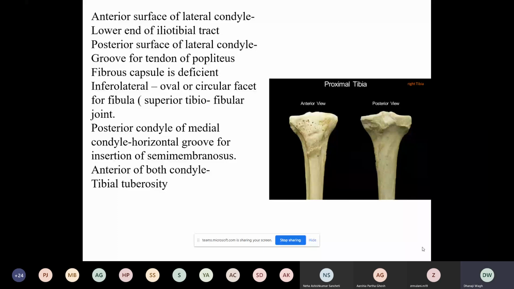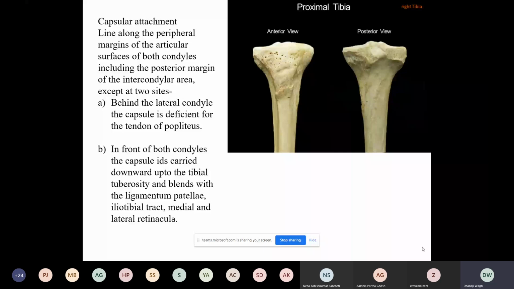Anterior to both condyles, there is the tibial tuberosity, which is triangular. The capsular attachment is here, lined along the articular surface of both condyles, including the posterior margin of the intercondylar area, except at two sides. Behind the lateral condyle, the capsule is deficient for the tendon of popliteus. This is an MCQ or viva question, remember. In front of both condyles, the capsule is carried downwards up to the tibial tuberosity and blends with the ligamentum patellae, iliotibial tract, and medial and lateral retinaculum.